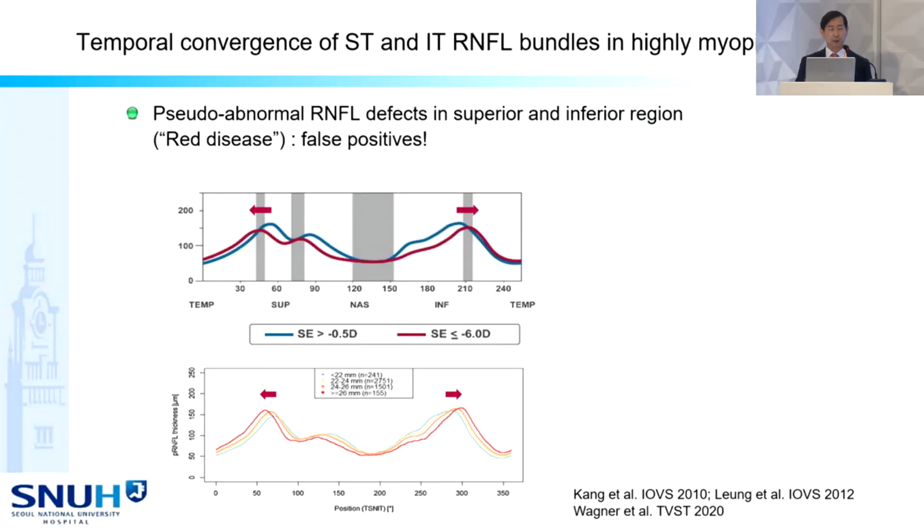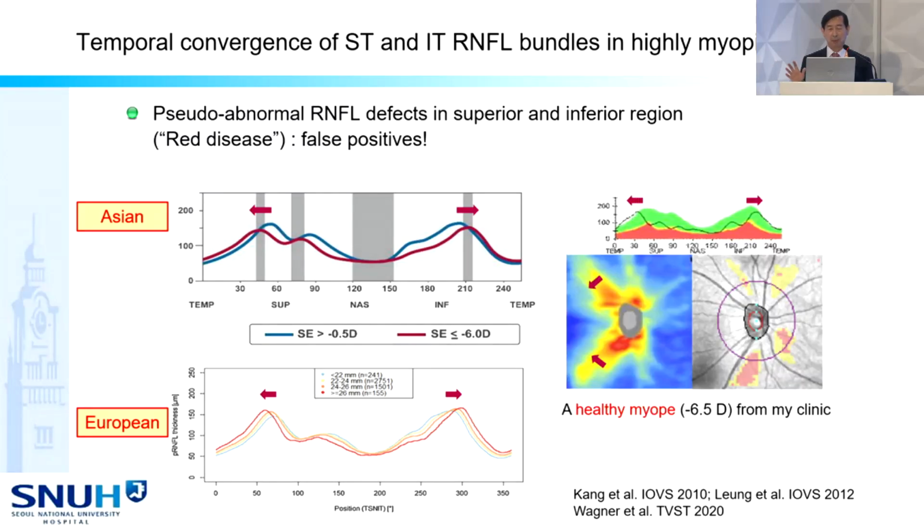And also, we need to differentiate red disease, a pseudo-abnormal RNFL defect, because of the shifting of the superior and inferior bundle thickness into the temporal side. So it is common in both Asian and European eyes. So this is a healthy myope case, minus 6.5 diopter. And you can see the superior and temporal thickness curve shifted temporally, and it touches the 5% normative database and 1% of the normative database, and it creates red disease like this. It is a normal myopic, healthy eye.